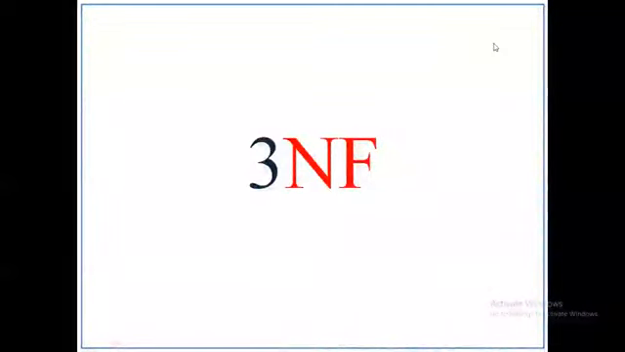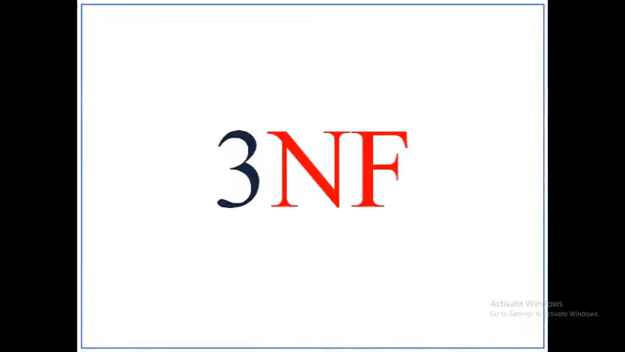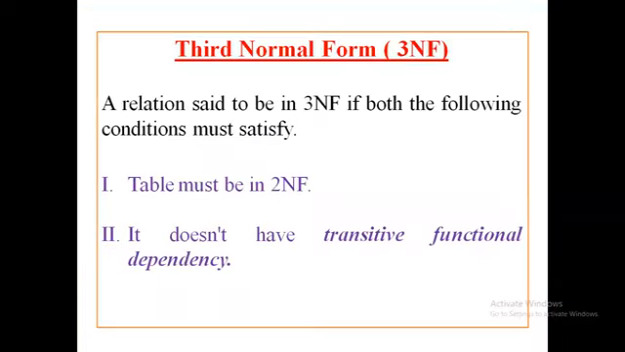Hi friends, today I am going to discuss third normal form, 3NF. A relation is said to be in 3NF if both of the following conditions are satisfied. The first condition is that the table must be in 2NF. The second condition is that it doesn't have transitive functional dependency.